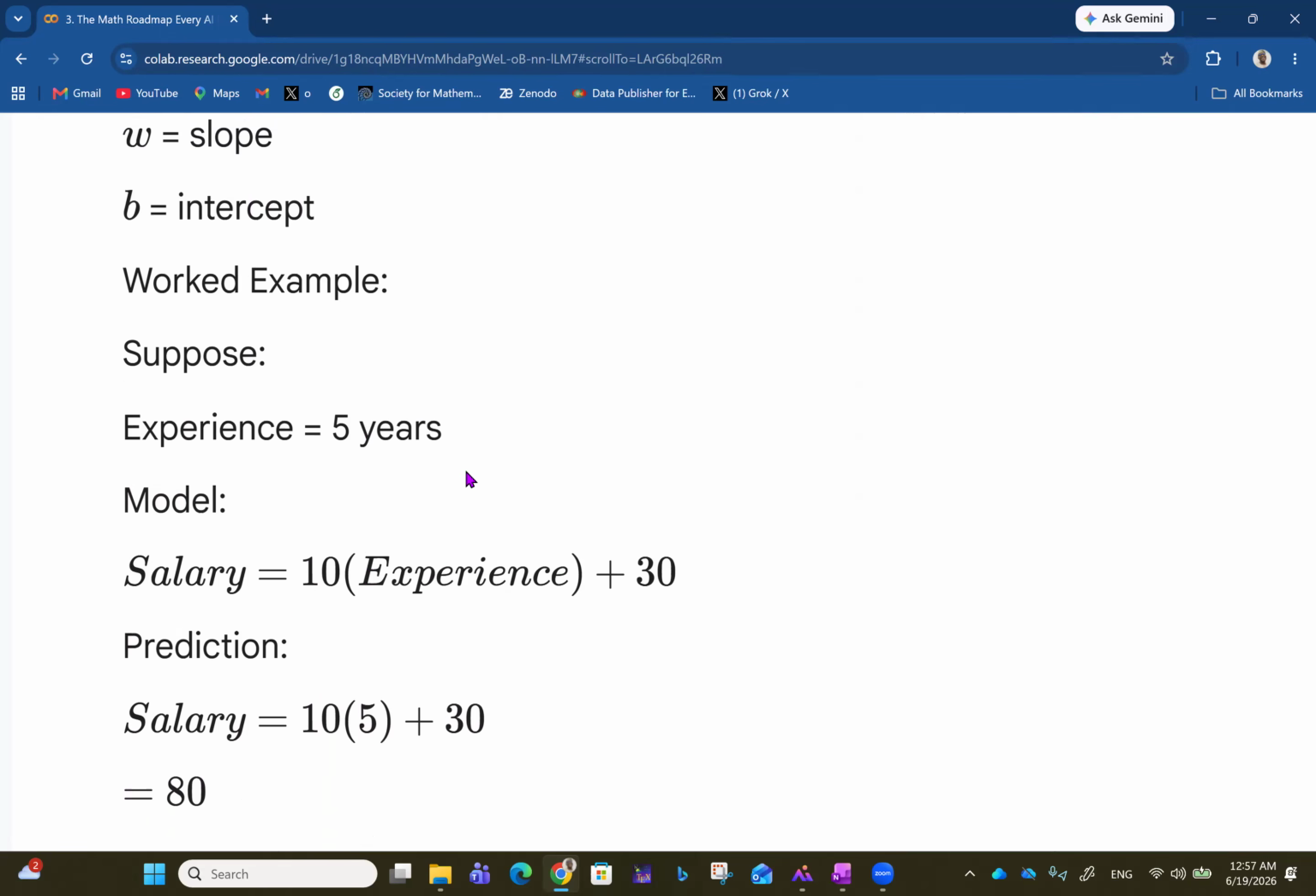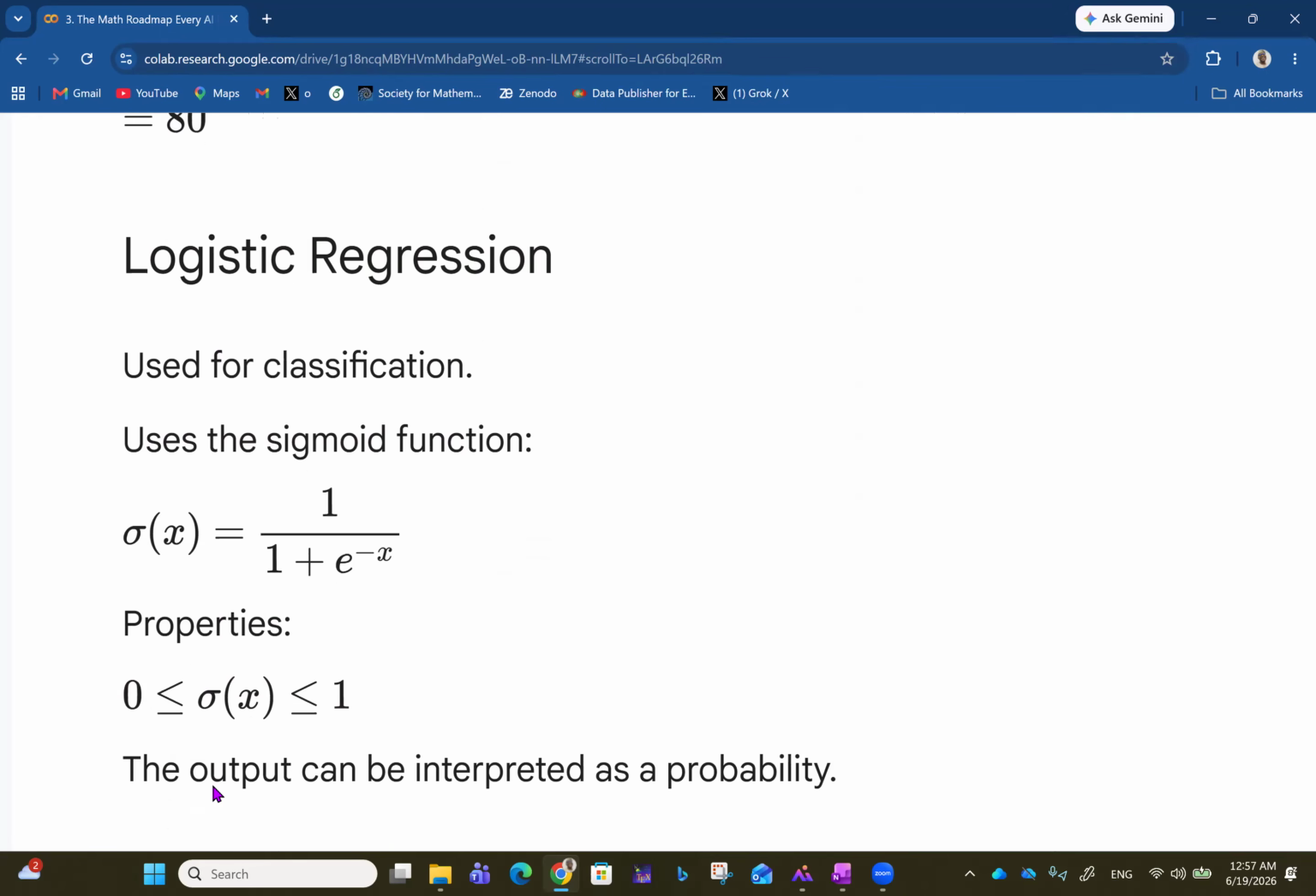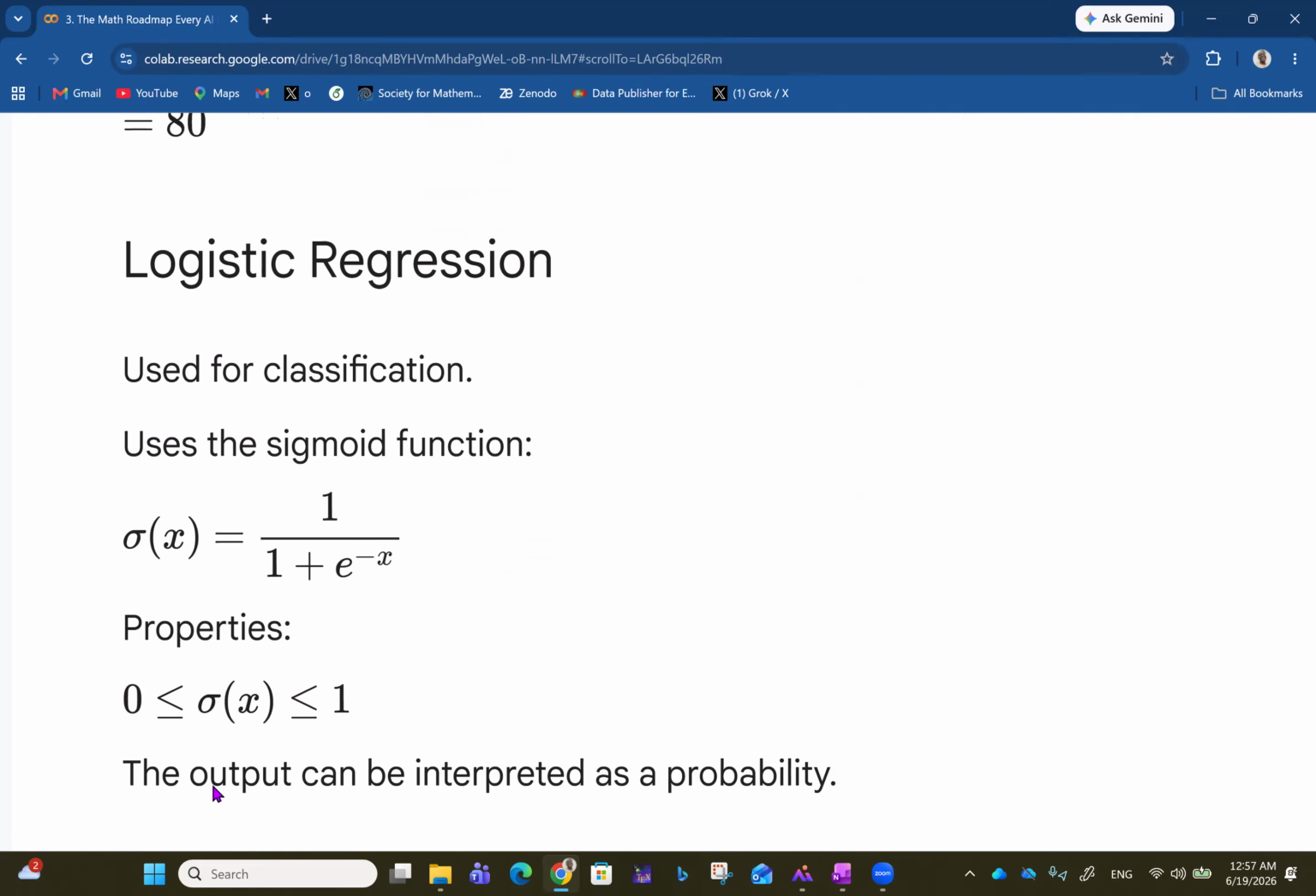So the predicted salary in that case will just be salary equals 10 times 5 years of experience plus the baseline salary. It means that somebody who comes with 5 years of experience is going to earn 80, so to speak. The salary is going to be 80, whether that's thousands of dollars or pounds or whatever.